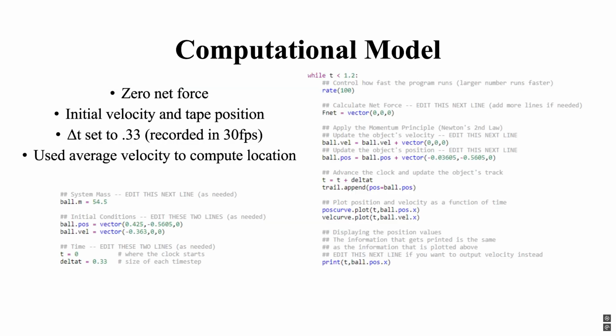In the computational model, as you can see, we used a net force of 0 because there was no net force acting upon the tape for the time that we used. The initial velocity and tape position were both inputted as such. The delta t was set to 0.033 because the video was recorded at 30 FPS, and we used the average velocity to compute the location.